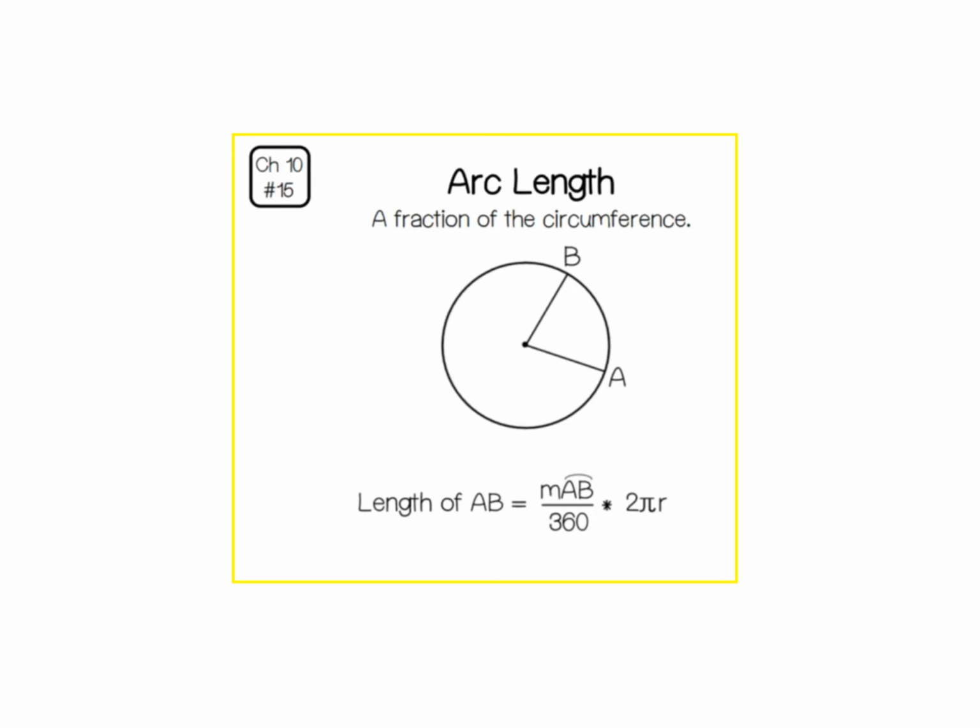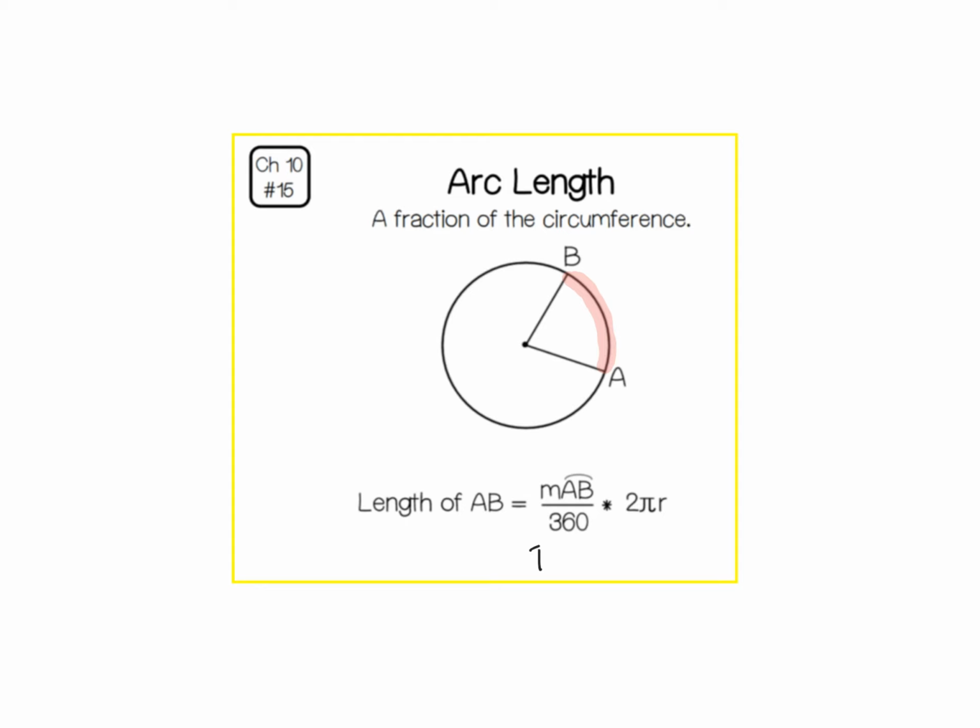In this lesson, we're going to be looking at finding the arc length for a sector. So the arc length is the length of this little piece that would end up being part of the circumference. And so you'll see now that to find this, we have the measure of arc AB divided by 360, that represents some fraction of the circle. And then we're going to multiply that by the circumference.